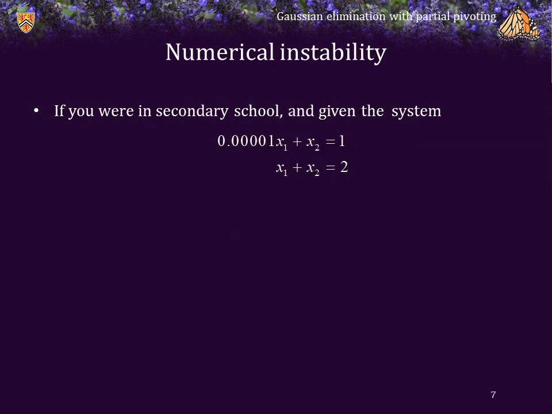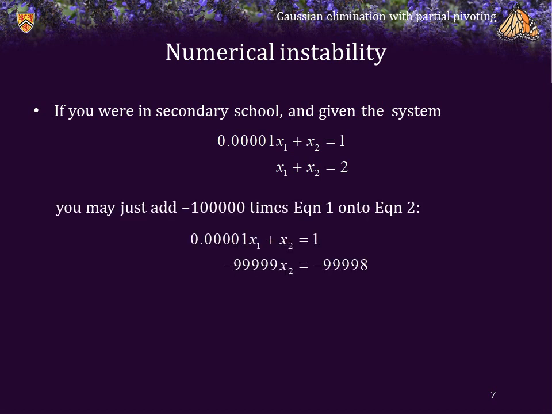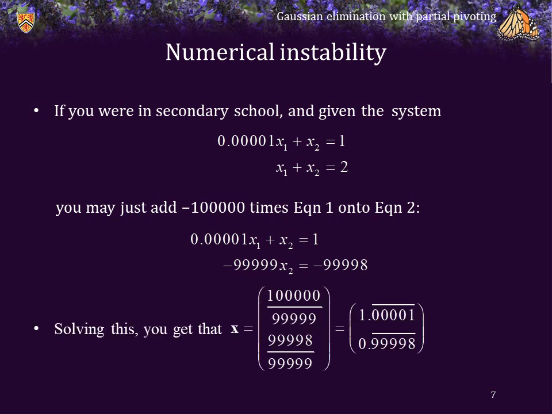Let's see where this leads to a problem. If you were in secondary school and given this system of linear equations, you might initially just add negative 100,000 times equation 1 onto equation 2. Alright, that gives you this solution here. It is now in row echelon form, and so you can just use backward substitution. You could solve for x2 and substitute that into the first equation and solve for x1. And you'd get this solution here.